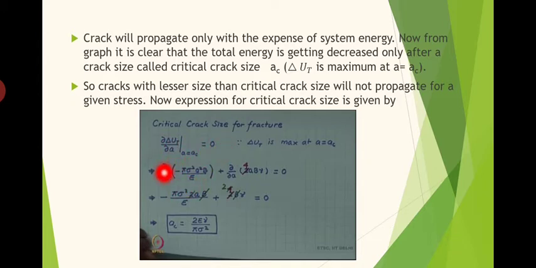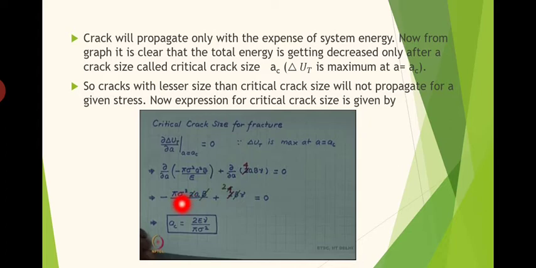The expression for delta UT is the sum of two quantities: minus pi sigma square A square B by E, and 4 A B gamma. So differentiate these two. Here an A square term is there, and here only an A term is there. Differentiation is very simple. Pi, sigma square, B and E are all constants, so A square on differentiation becomes 2A. Here B, gamma and 4 are constants, and on differentiation A becomes 1, so 4 B gamma remains.